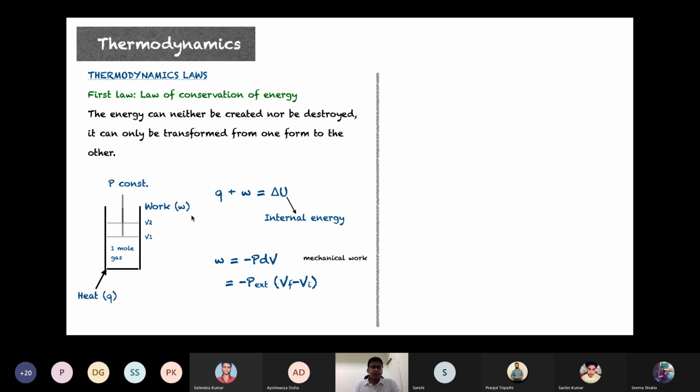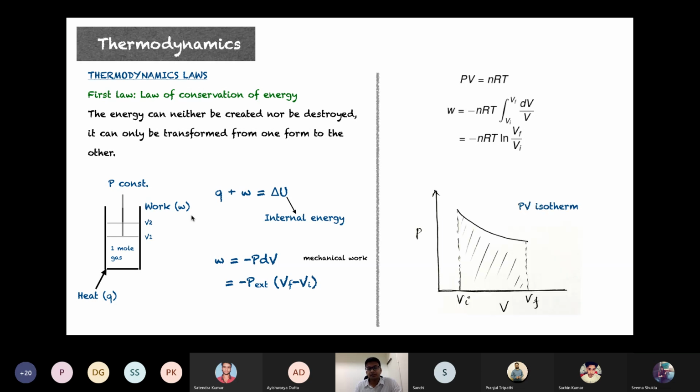Now, if you do a reversible process, reversible process means you do very infinitesimal change, then you can write the expression of work. As I told you, we have ideal gas in the system, so we can use PV equal to nRT, and from there we can write the expression of work as minus nRT ln Vf by Vi.